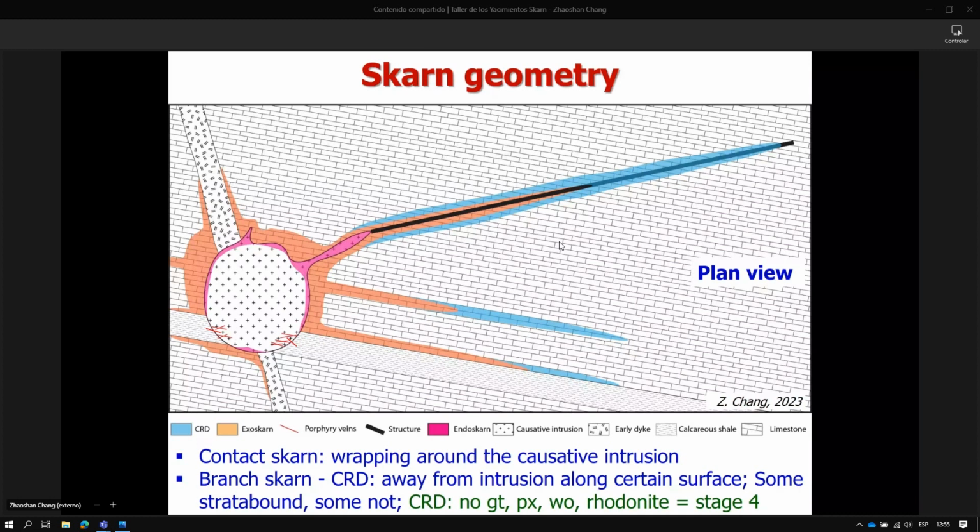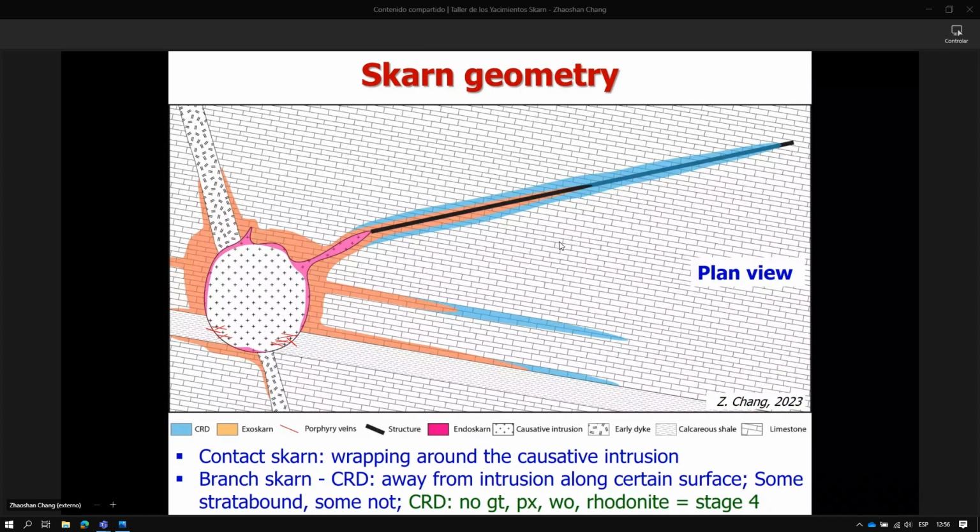The intrusions will have some dikes and sills coming off them. Typically, the shallower the intrusion is, the more of those dikes and sills. If you go deeper, there are fewer of these dikes and sills. So keep that in mind. Okay, so in that setup, we have skarns wrapping around the intrusion. We also have skarns getting out of the intrusion at different locations.